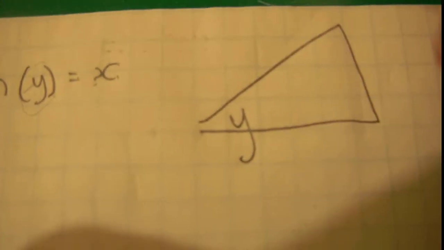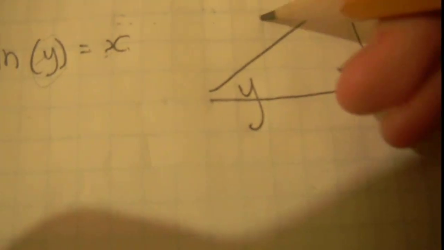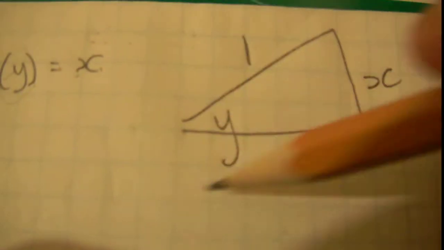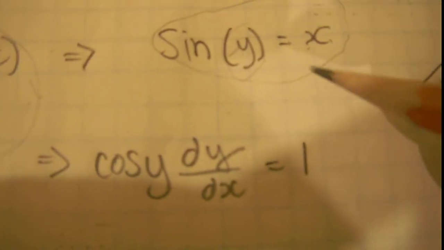So we can draw a triangle with an angle y, opposite of x, and a hypotenuse of 1. And we know that our adjacent is going to be the square root of 1 minus x squared then. And then what we're going to do is take the derivative of this, which is going to turn into cos y dy by dx. Now this is using implicit differentiation, equals 1, right?